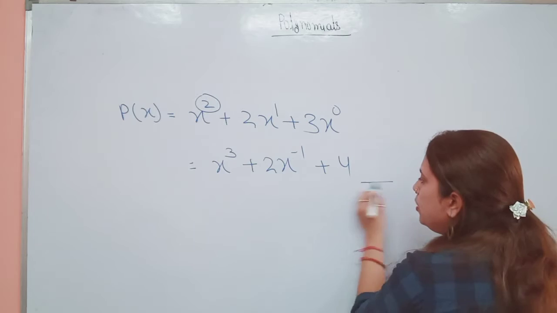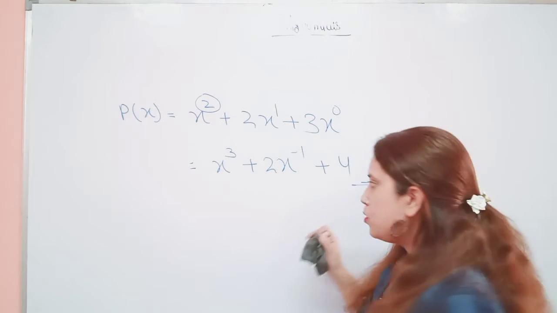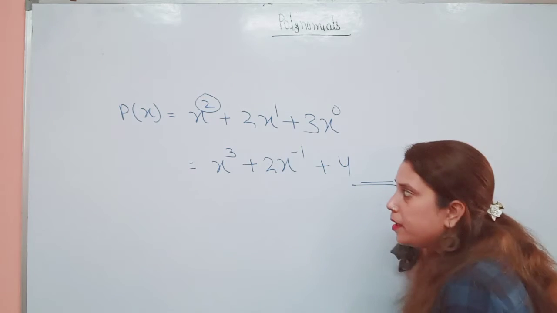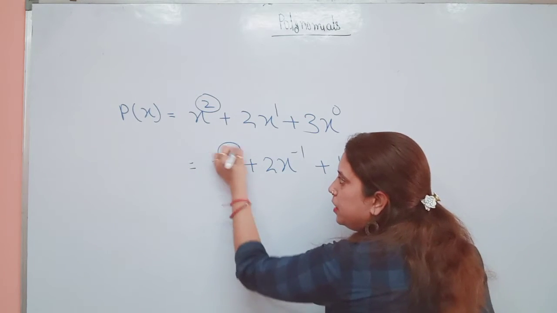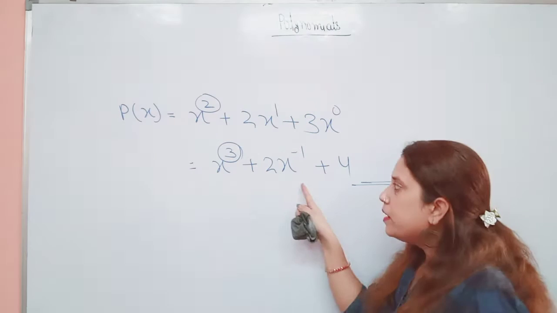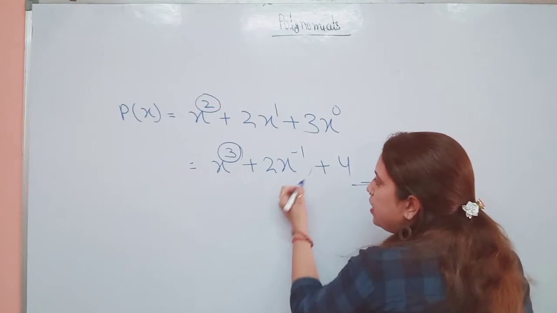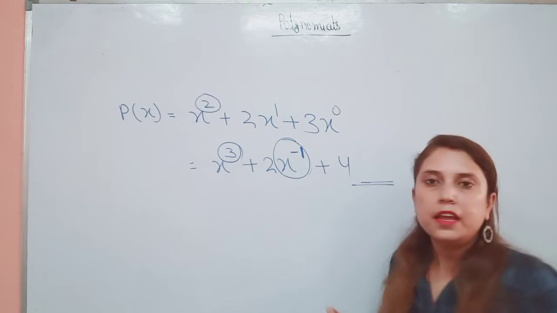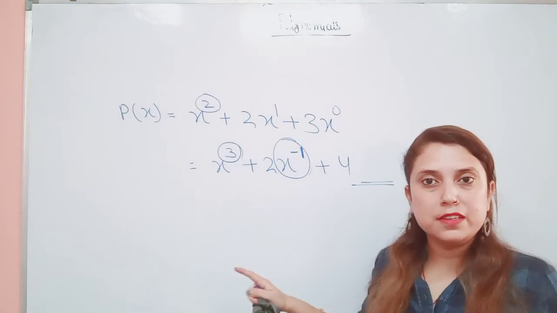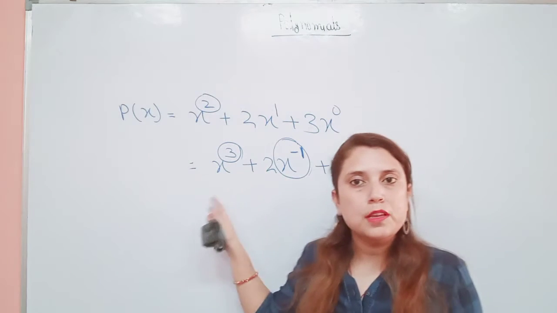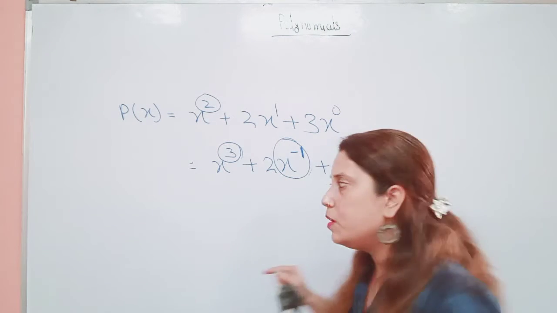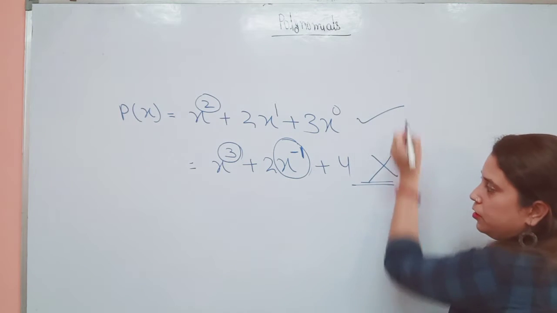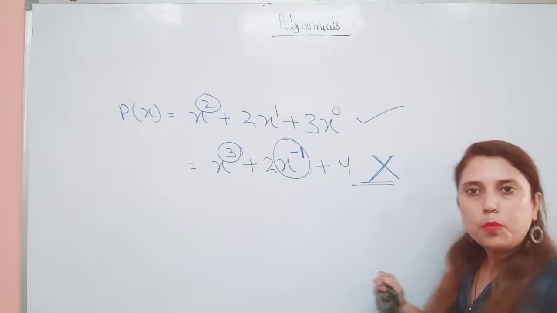So is it a polynomial? No. Why? Because in the first term the degree of the variable is a whole number, but in the second term the degree of the variable is negative, which is an integer, and the condition is that the degree of the variable is always a whole number. So the given expression is not a polynomial. This is a polynomial, but this is not a polynomial.